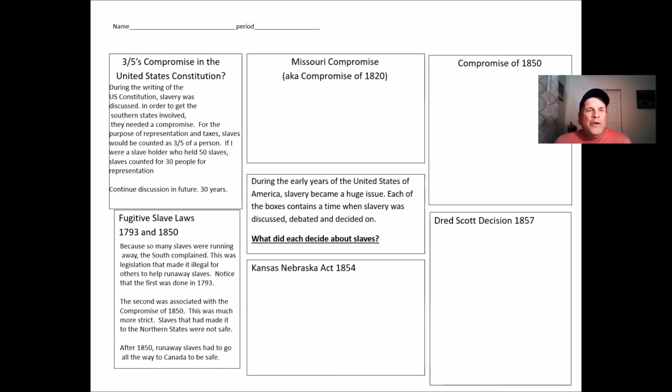So I really need you to understand how each of these 6 things dealt with slavery, because it's going to eventually lead to war. Not war with another country, war with each other, war with the United States of America. I want you to imagine today, if Utah went to war with Texas, what would that look like? What would people think?